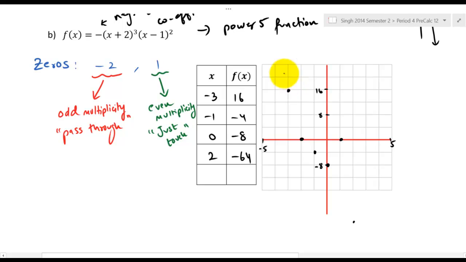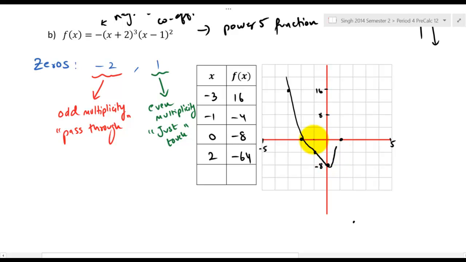Connect the dots. I know I'm going to be rising on the left, falling on the right. This is where you really need to know what the graph looks like. Otherwise, you have no idea how to connect those dots. I know my graph's going to do something like this. It's going to bounce back from here.